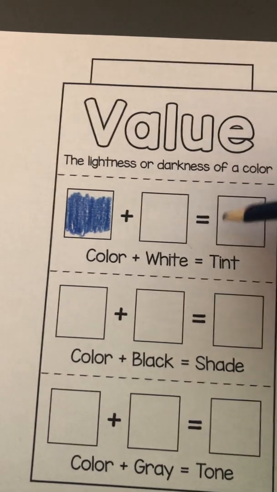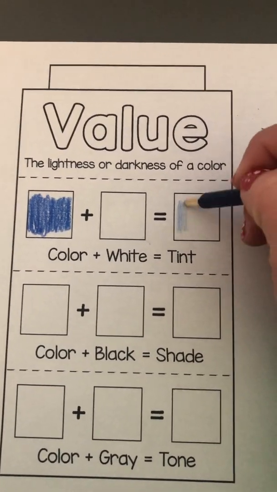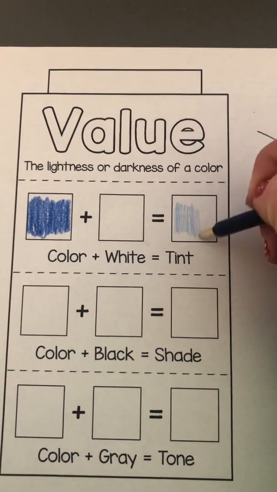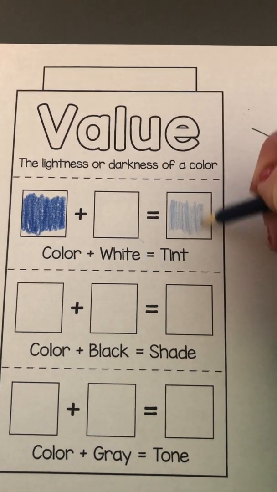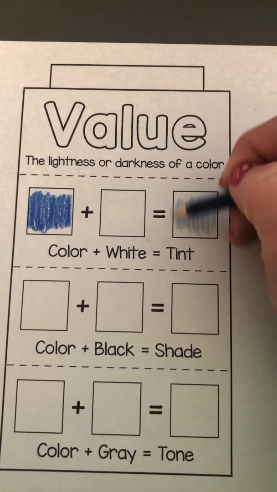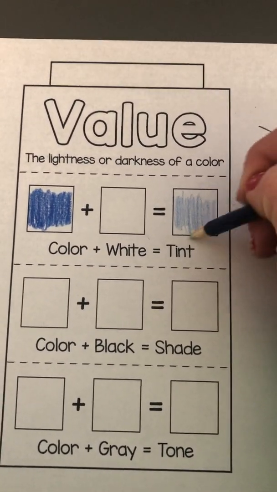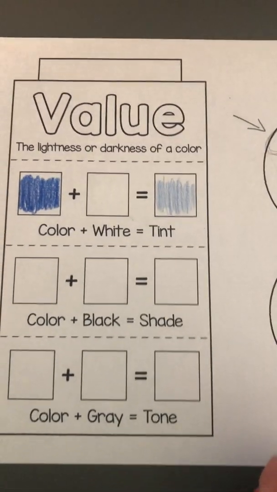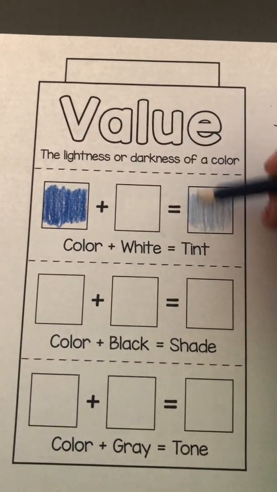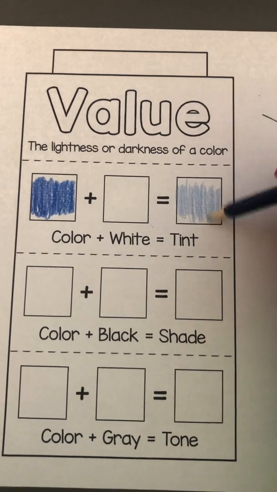So we can create a tint with colored pencils by just coloring lightly. Now if we're using paint, it's really easy to make a tint with paint by mixing blue and white paint. But colored pencil doesn't blend as well as paint, so we have to use a different way. So we're just going to not press down as hard so we can get a tint of blue right here.